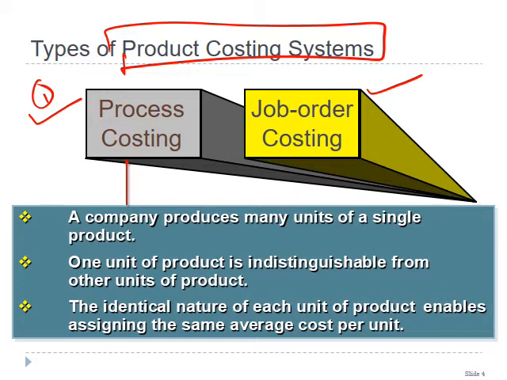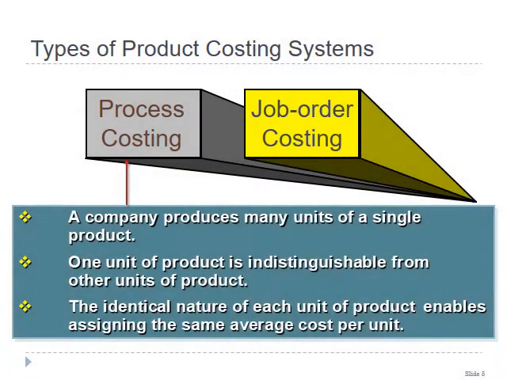A process costing system is best used by companies that produce many units of a single product, and when one unit of output is indistinguishable from any other unit of output, this processing system is used. So because the units of output are identical, the company will probably use an average costing to determine product cost. So, what are the companies that use process costing?